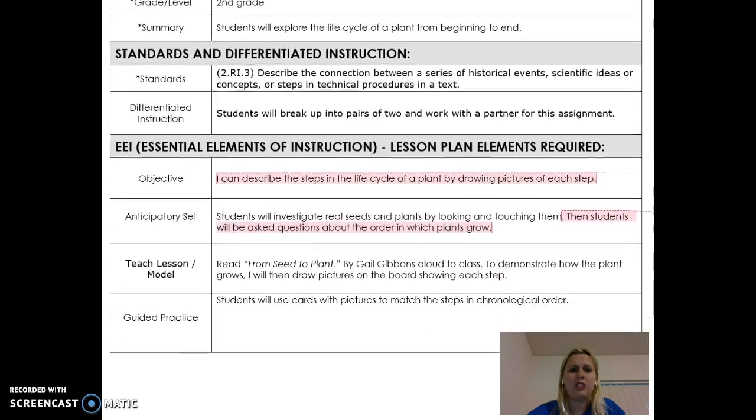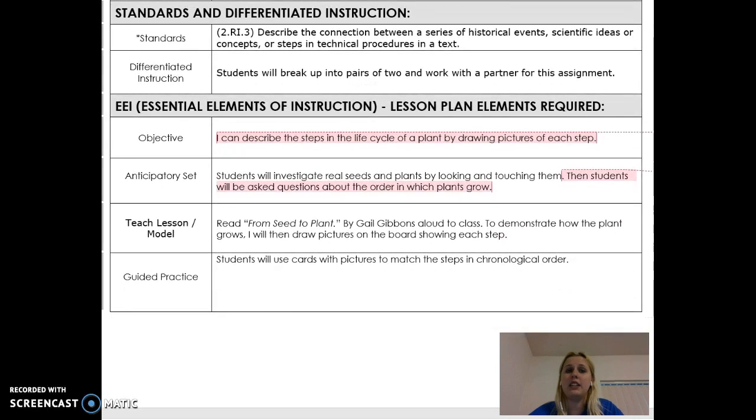So now I just want you to move down to the standards and the differentiated instruction. As you know, all students are different and should be treated as such and deserve the right to free and equal education. So the standard that I have posted is 2, reading, informational, 3: describe the connection between a series of historical events, scientific ideas or concepts, or steps in the technical procedures in a text. So obviously in our case, this has to do with the scientific steps.